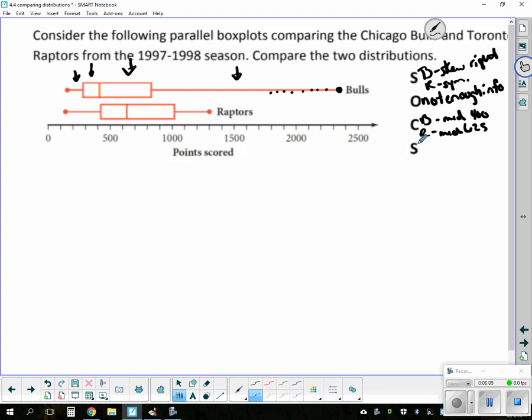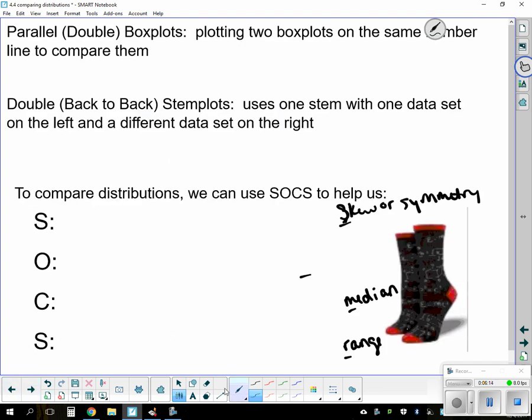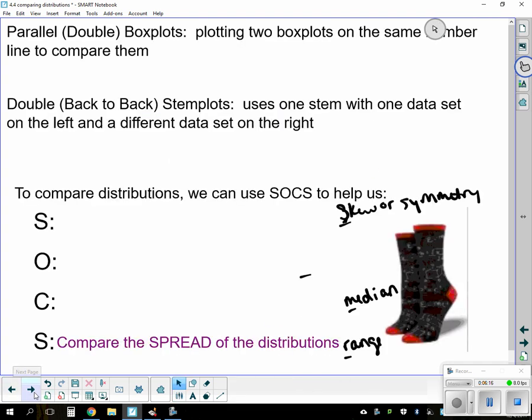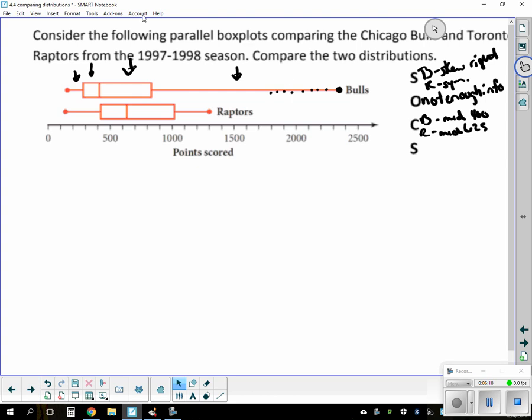And then finally, the last S, if you forget what it is, you can always come back. It's the spread. That's basically how spread out the data is. Now it's very clear here the Bulls have more spread out data than the Raptors, so you would want to say that, and then you could actually give the specific approximate range. If you take the Bulls' range, it's something like maybe 2350 minus maybe 150.